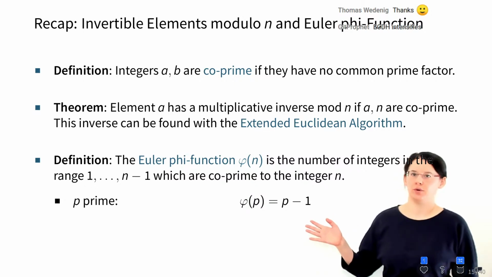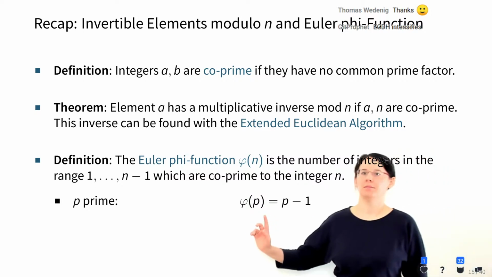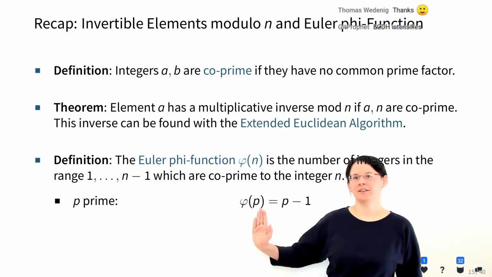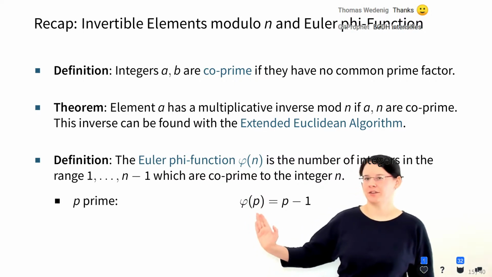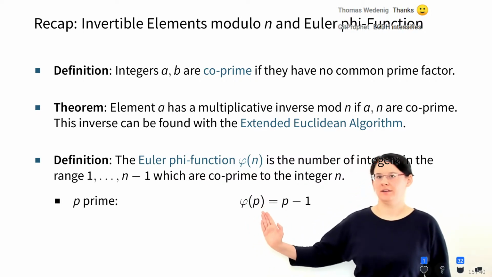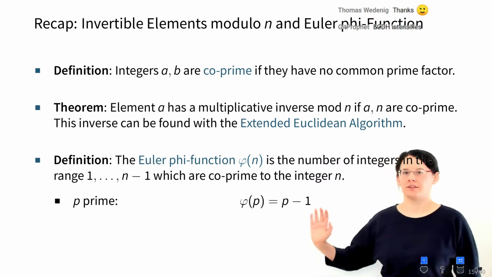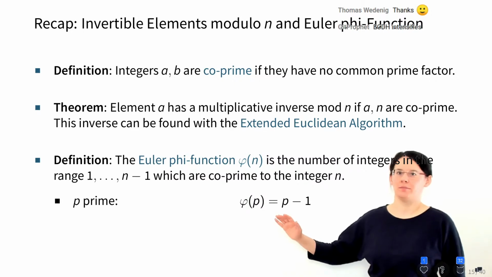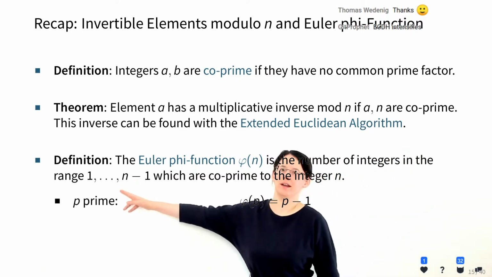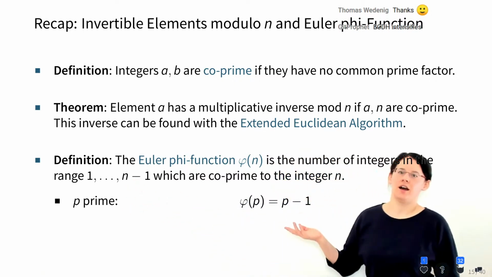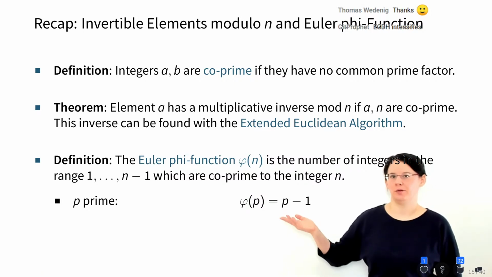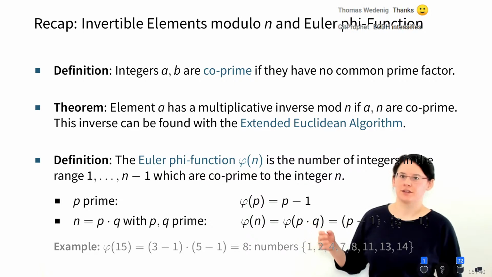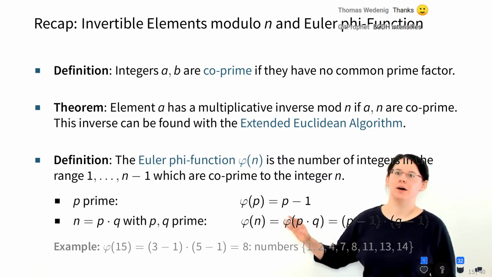This is quite easy to compute. For example, if the number I'm using as an input to this function is a prime number, then I know the prime number is certainly not divisible by other smaller numbers. So the number of relatively prime elements is going to be p minus 1, because all the p minus 1 numbers that are smaller than p are going to be relatively prime to our prime number. Very easy.